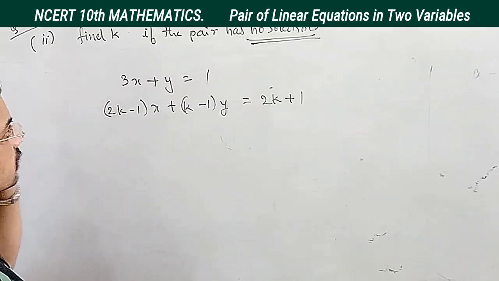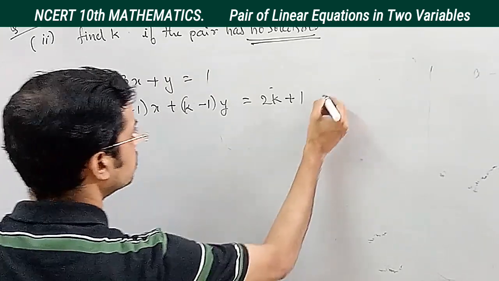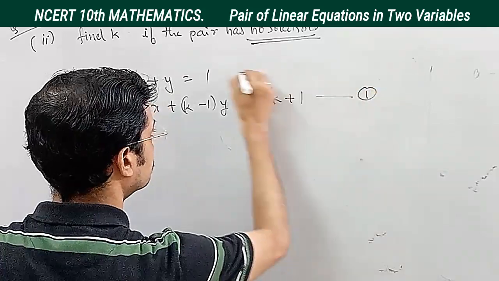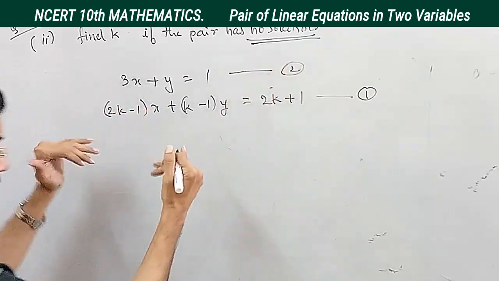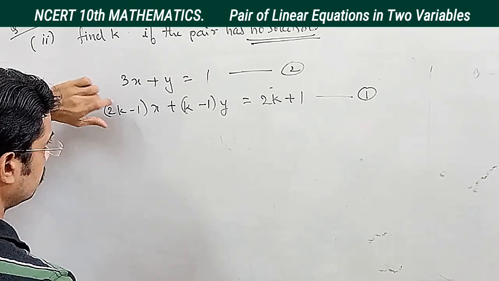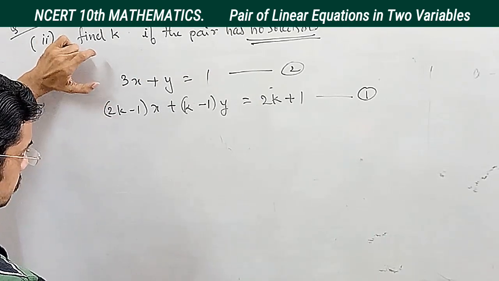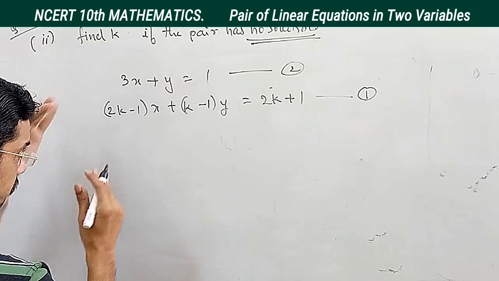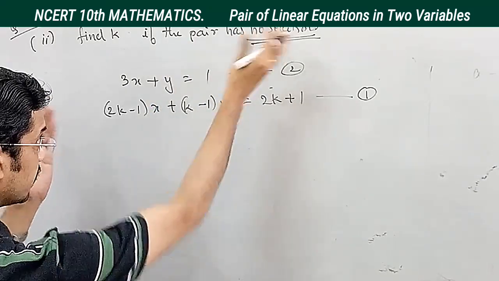This given pair has no solutions. No solutions means this is the first equation and this is the second equation. Assume I am taking it the other way around for simplicity. Okay, so now this is the first one, this is the second equation. So how to solve them? Before solving, we will understand what it means to have no solutions.